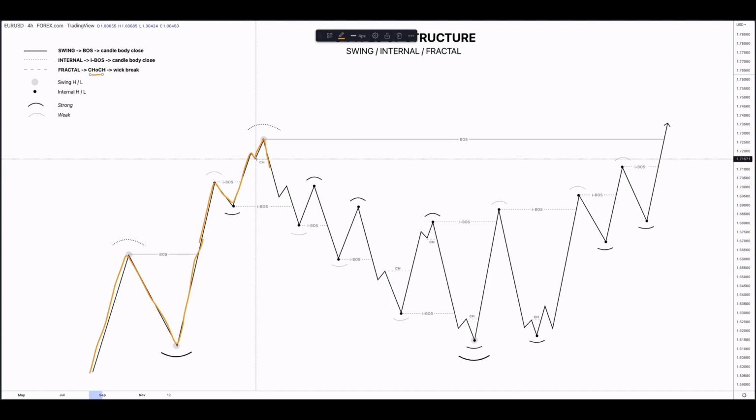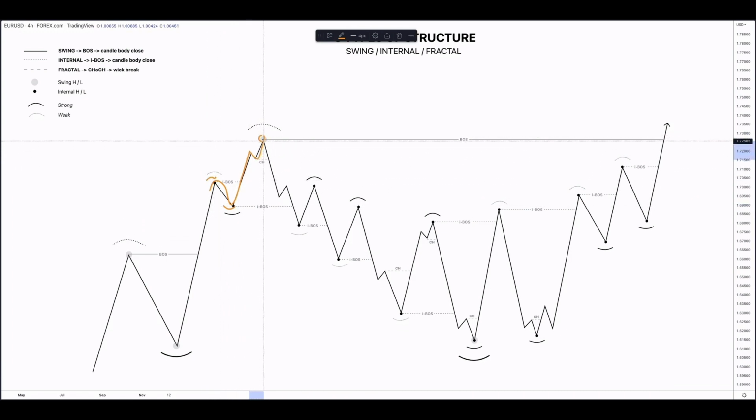But it's just a little fractal low. It's just what we call a CHOC, just a little change of character, okay? So when this happens and you get that tiny little bit of structure breaking, all a CHOC signals is an internal pullback, okay? So into the internal structure is this movement here, right? So this is your internal low, that was your internal high, and then we formed an internal higher high.